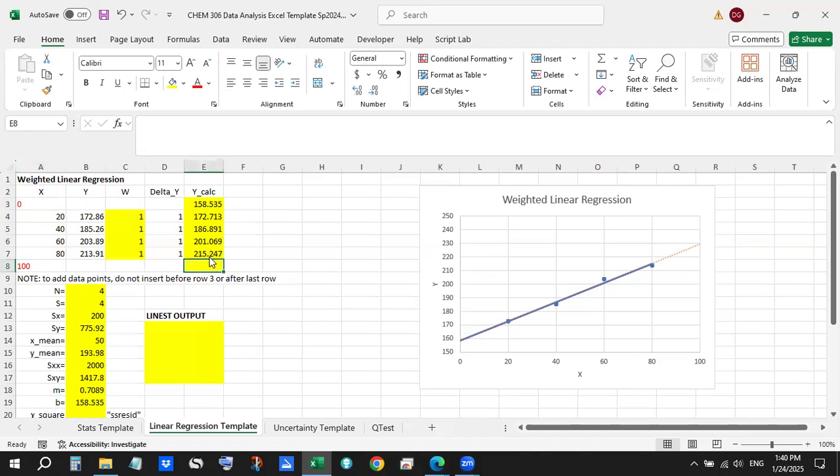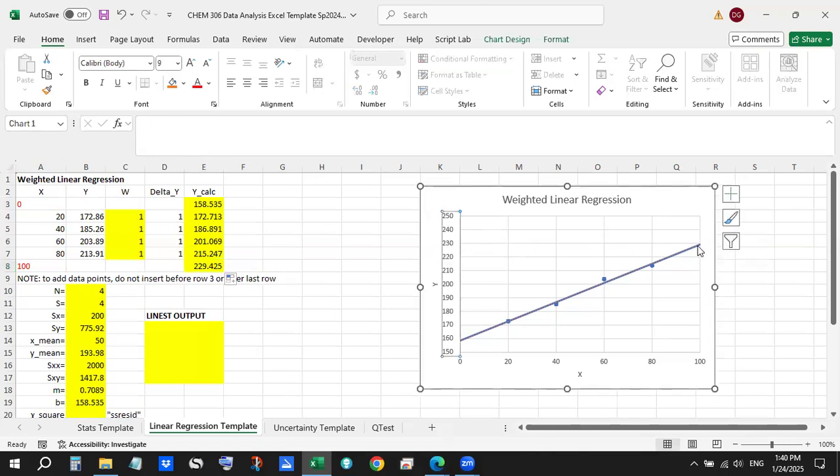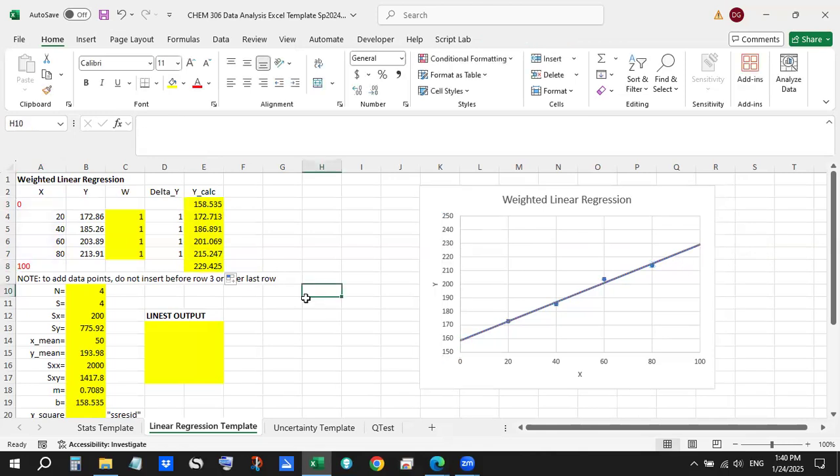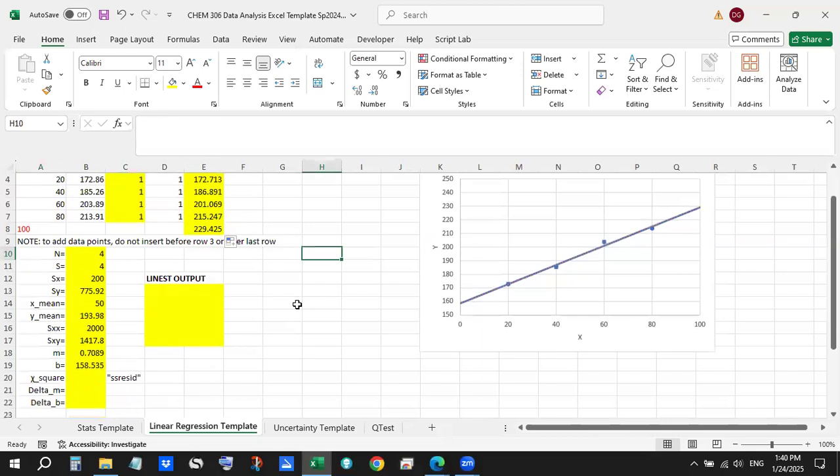So this one right here, I can just copy this formula right here to here. Okay, that's going to be 229. So at 100, you can see it's around 229. This is 230 right here. Okay, and so there's 229.4. So you've got your calculated y value.